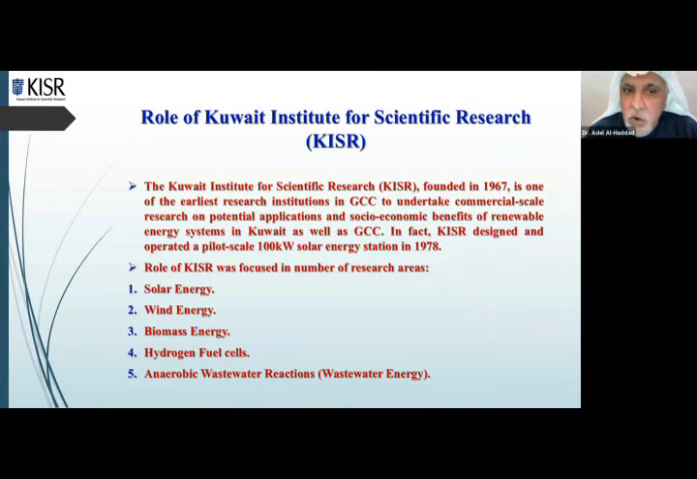Most of the projects in KISR are focused on different research areas. Some are focused on solar energy, some studies focus on wind energy, some are on biomass, some on hydrogen fuel cells, and some on anaerobic wastewater reaction, wastewater energy. I'm trying to focus on these sources of energy.